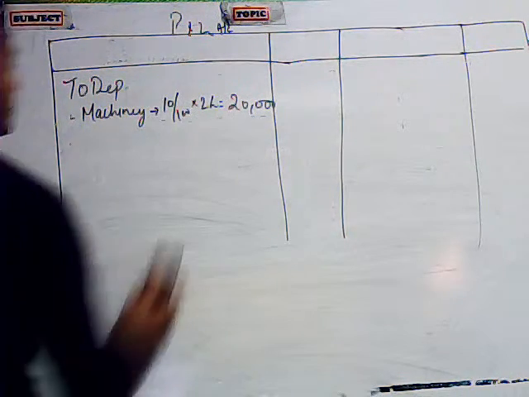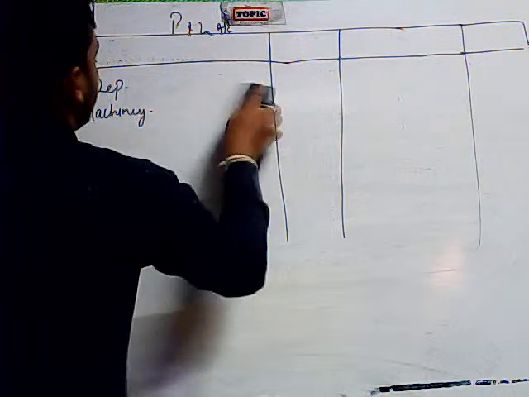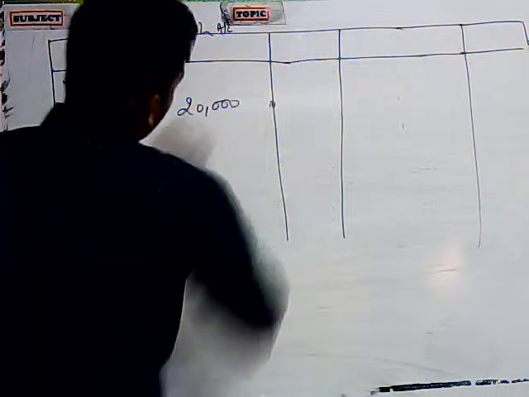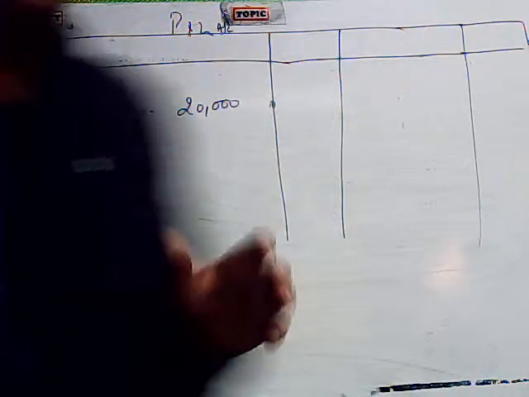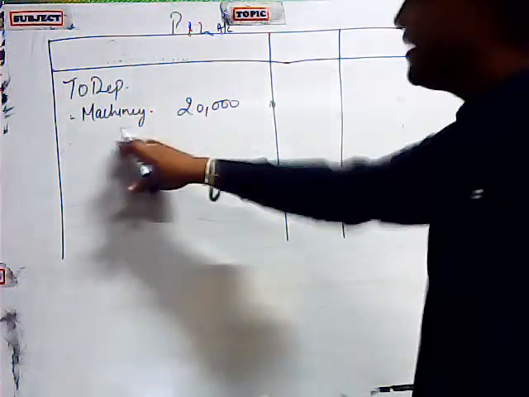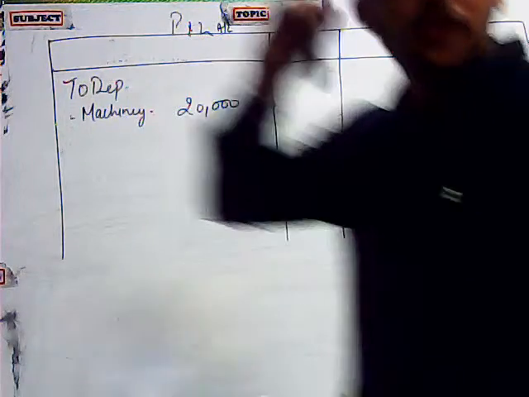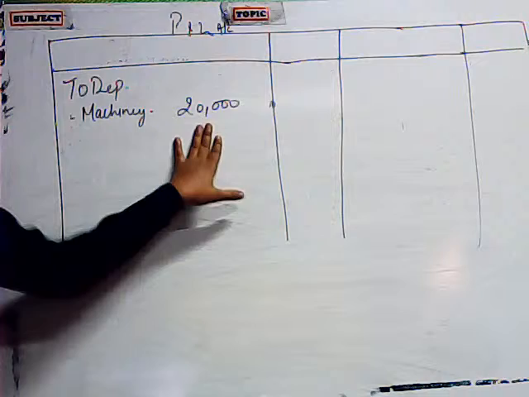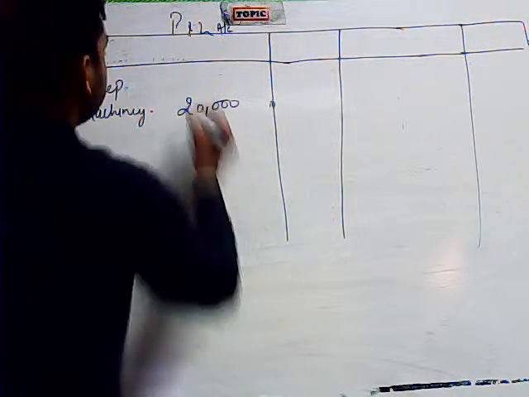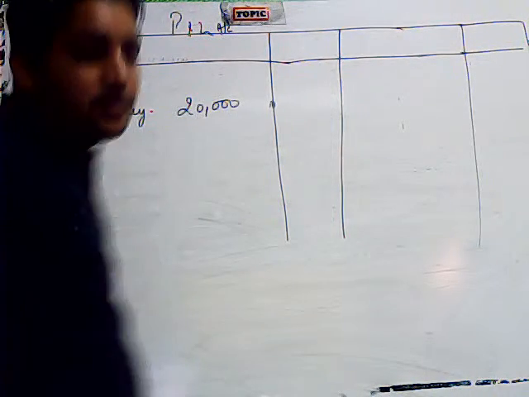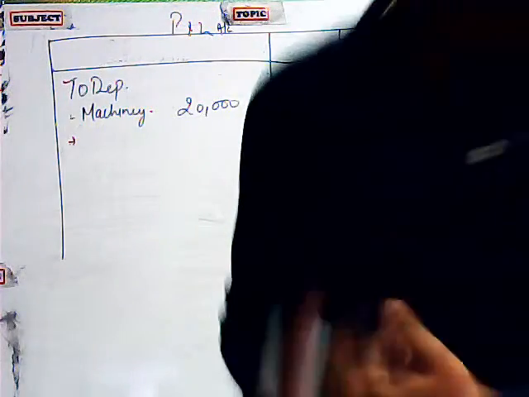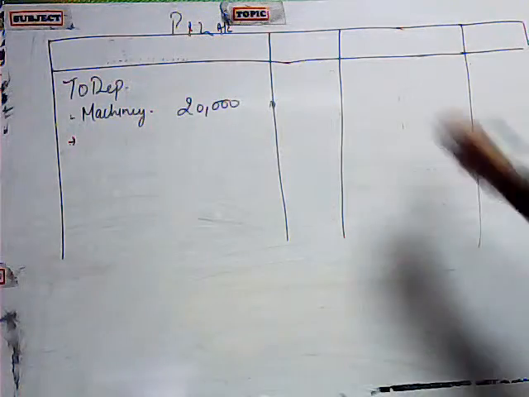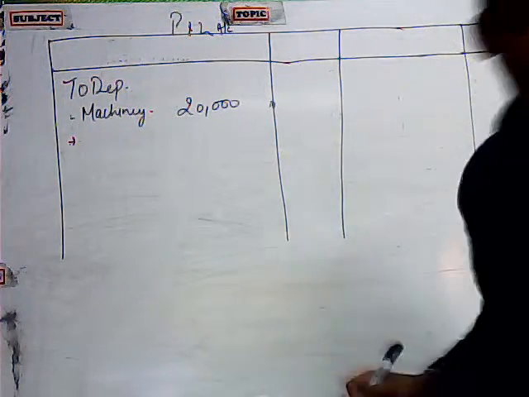I'm just writing it this way: machinery amount 20,000, because it's totally based on the straight line method. We just have to follow a very simple approach: value of machinery, charge 10%, directly that is 20,000. But the other thing is the value of furniture. Now here I share an example like this. Furniture value is 1 lakh.